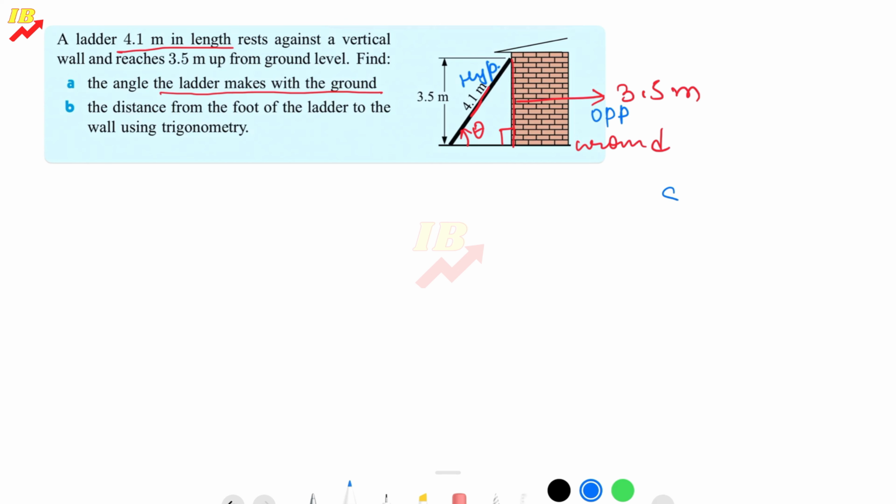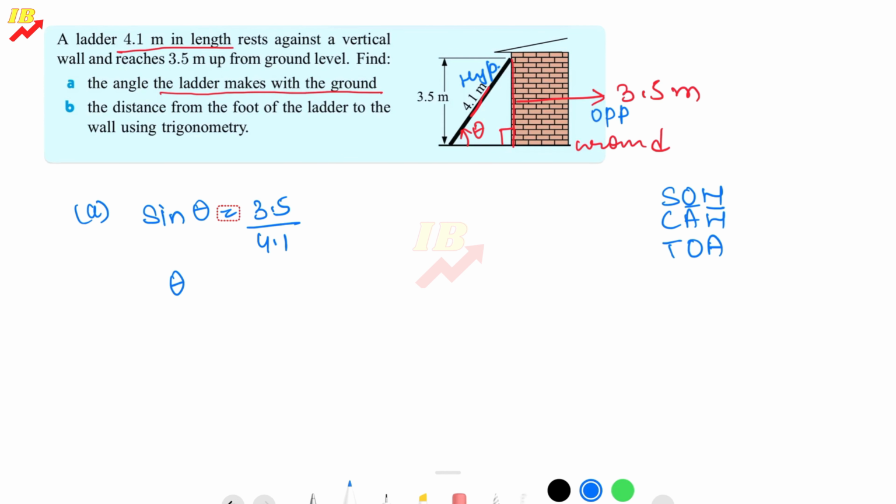Now again SOHCAHTOA. I'll always try and again repeat the same thing: always label the triangle, then please mark SOHCAHTOA and check which trigonometric ratio is applicable here. So here opposite and hypotenuse. So that means we are going to take sine here. I'm talking about the first part. So sine theta is equal to 3.5 over 4.1, right? That's a very straightforward question.